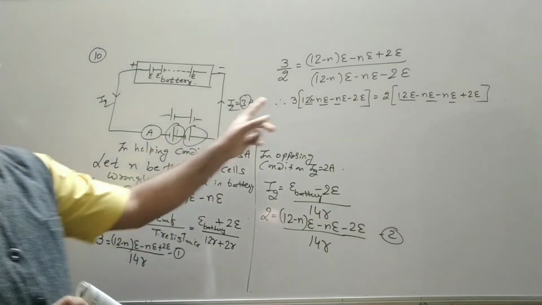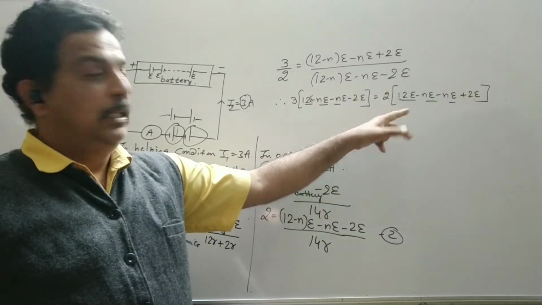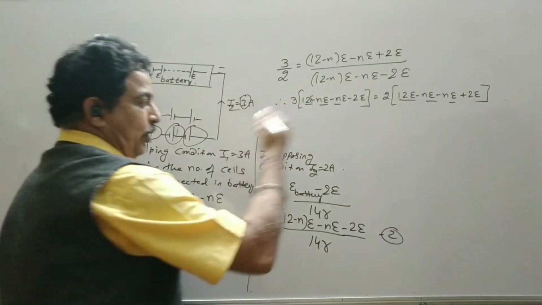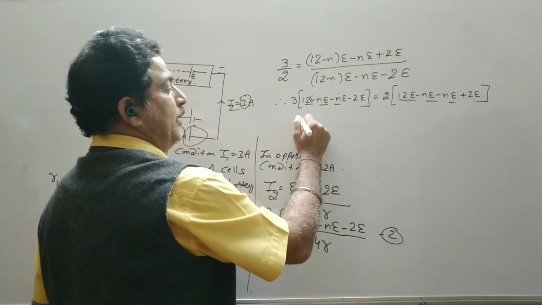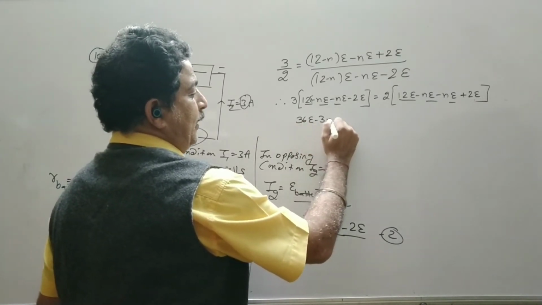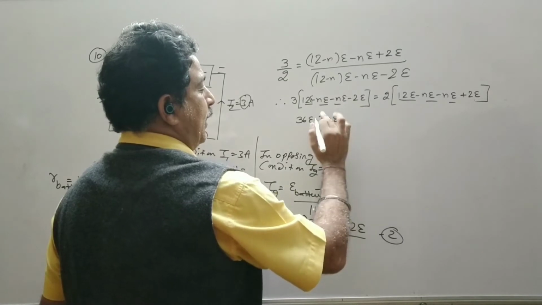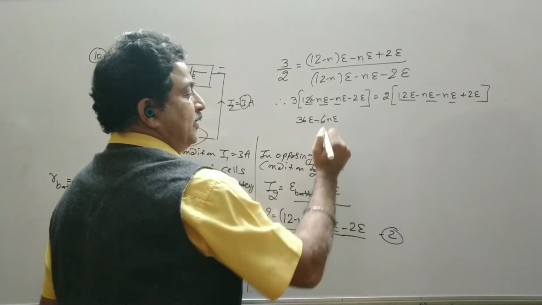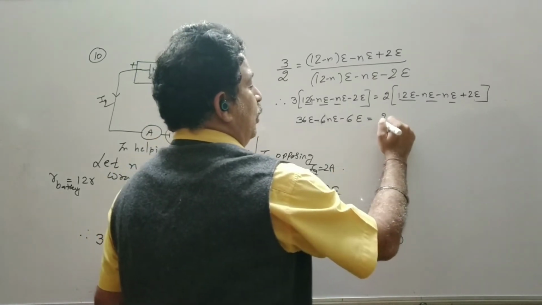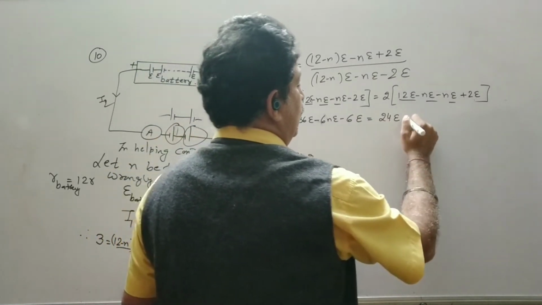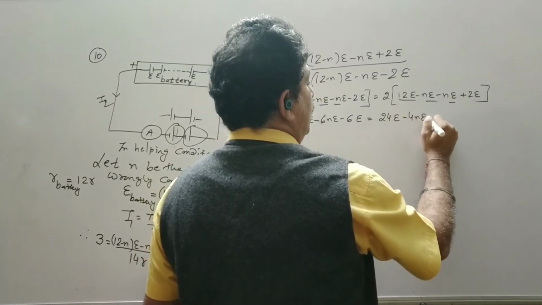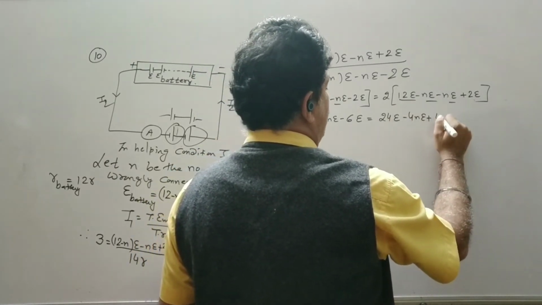So here we have 3, here we have 2. So one term will remain for this, or you can directly open this bracket, 36E minus thrice NE minus thrice NE, so it can be written as minus 6NE minus 6E is equal to 24E minus again 24NE plus 4E.